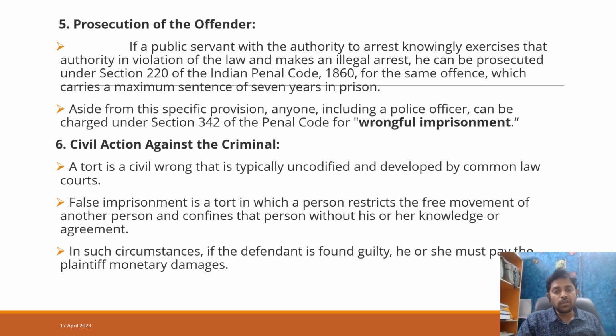A tort is a civil law that is typically uncodified and developed by common law courts. False imprisonment is a tort in which a person restricts the free movement of another person and confines that person without his or her knowledge or agreement. In such circumstances, if the defendant is found guilty, he or she must pay the plaintiff monetary charges.